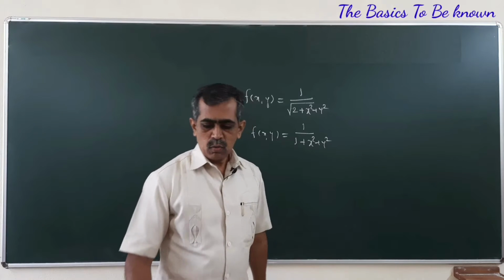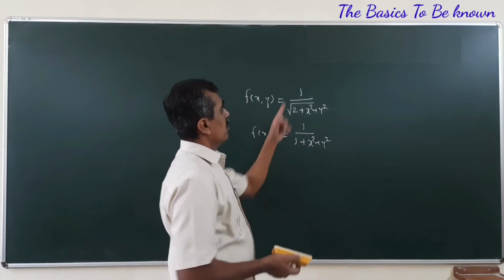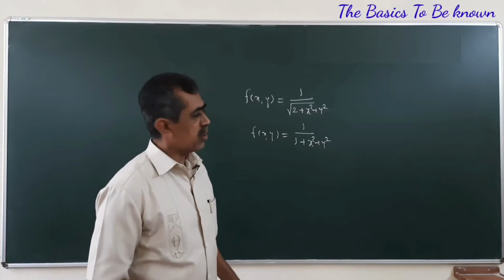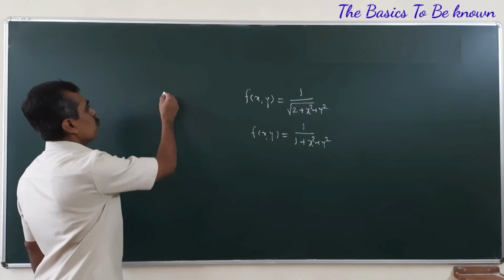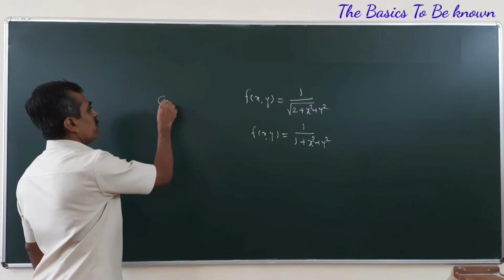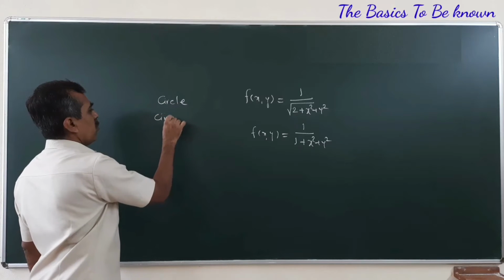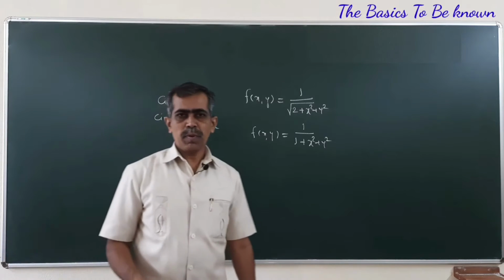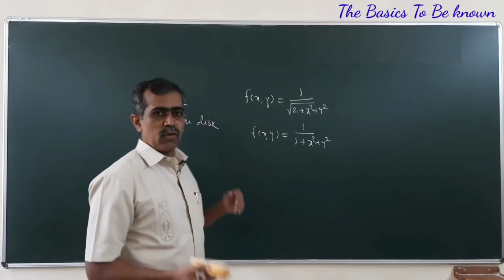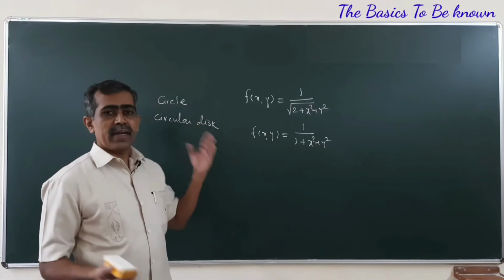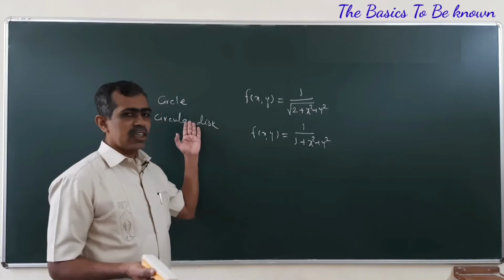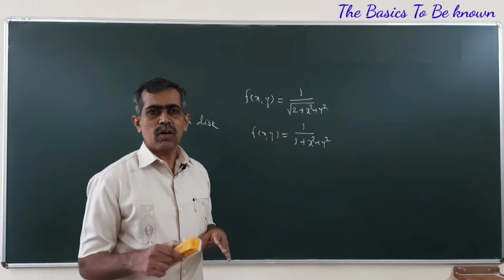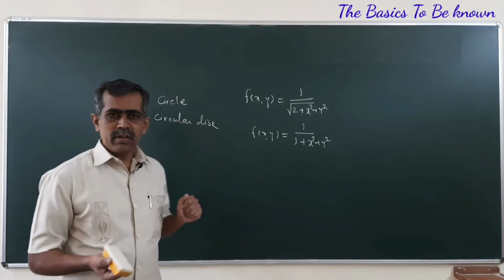Now see what type of functions we should consider here. We are going to consider those functions whose domain is a part of a circle or a part of a circular disc, a part of a parabola, or the intersection of a circular disc and a parabola, or the intersection of an ellipsoid and a circular disc, or the intersection of a line and a circular disc.